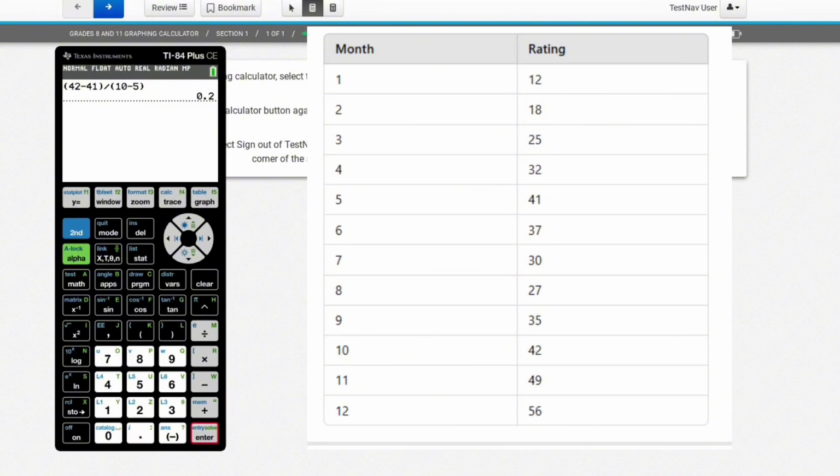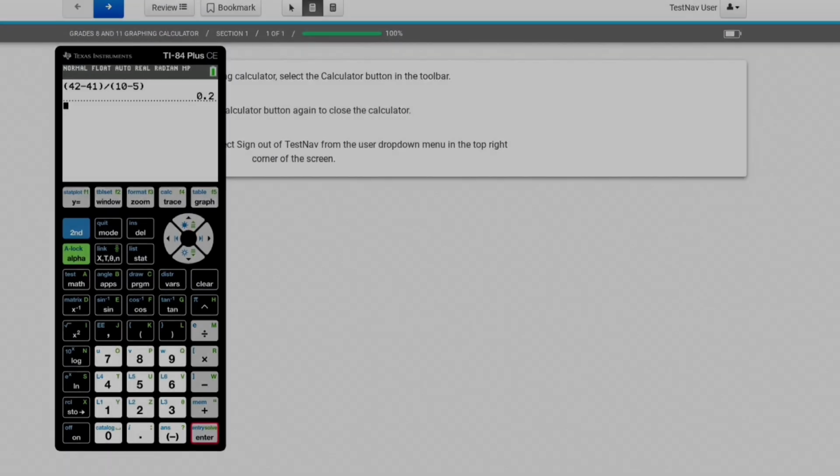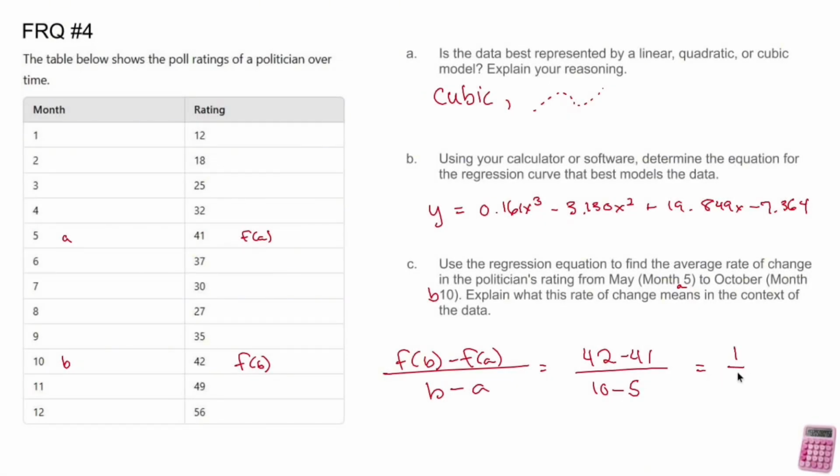So let's go back and change that. We're happy now. Finish the problem. All right, so we ended up with 0.2, which is also the same as 1/5. So explain what this rate of change means in the context of the data. That means that you only averaged 1/5 of a point in your rating in these 5 months. So this was only a 1/5 ratings increase over that interval. Not much, but that's what it means.